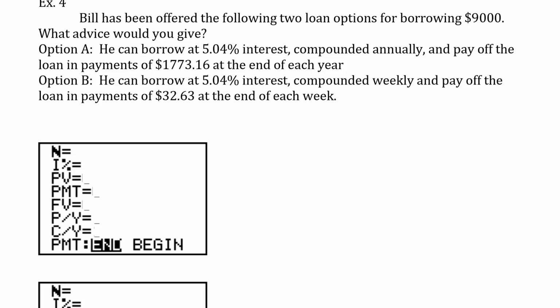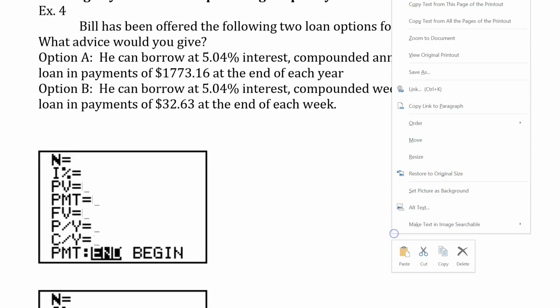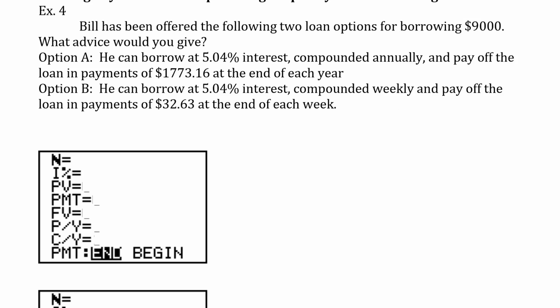Example number 4. Bill has been offered the following two loan options for borrowing $9,000. What advice would you give? Option A, he can borrow at 5.04% interest, compounded annually, and pay off the loan in payments of $1,773.16 at the end of each year. So that means compounded annually and annual payments.